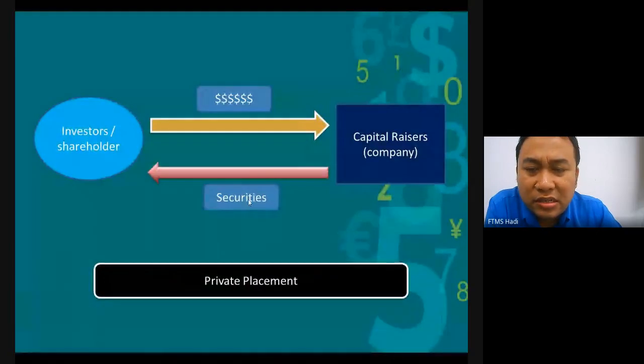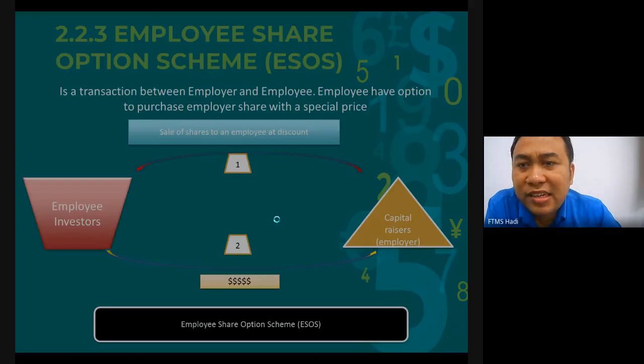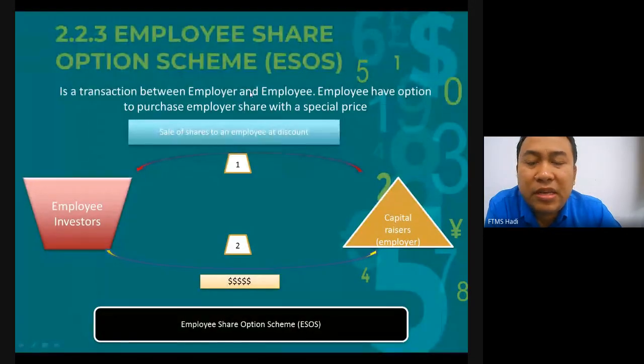So that is private placement. Next, the employee share option scheme, ESOS. If you look at this term carefully, you can see the word employee. So only employees can buy shares from their employers. It's a transaction between employer and employee. The employee has the option to purchase the employer's shares at a special price.